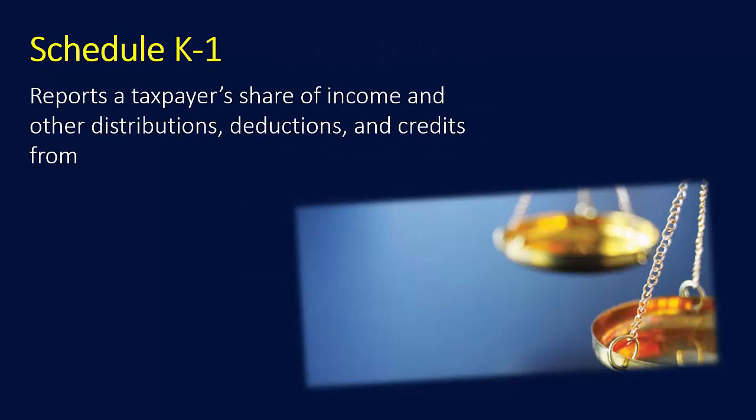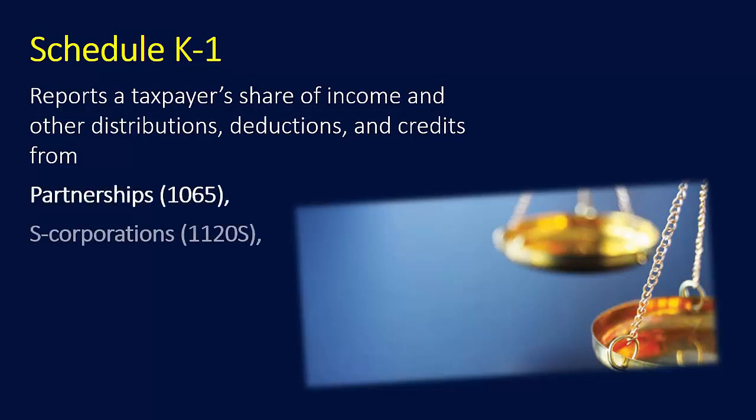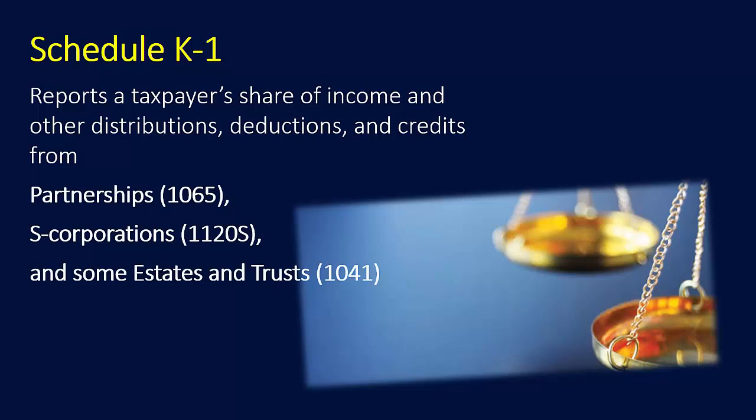So what is a K1 exactly? Well, a K1 reports a taxpayer's share of income and other distributions, deductions, and credits from partnerships, S corporations, and some estates and trusts. And you notice partnerships, the main form for a partnership income tax form is a 1065. An S corporation is reported on an 1120S, and estates and trusts are reported on Form 1041. So each of these forms will ultimately generate a K1 for an individual taxpayer.